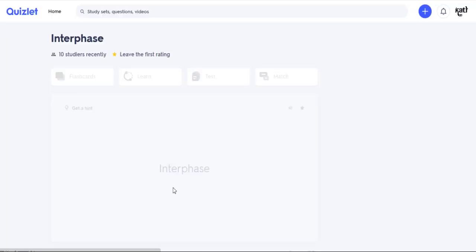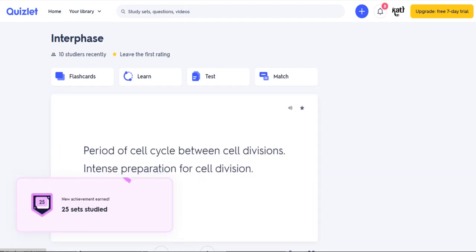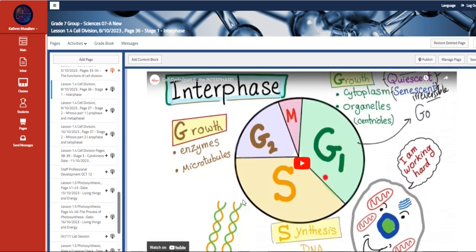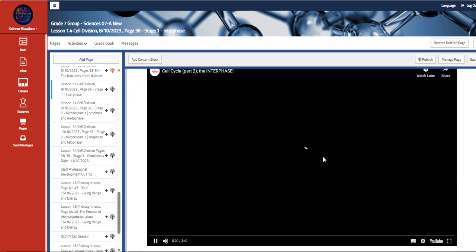Also, we have here flashcards about the concept of interphase. Then we have a more detailed video about the process and stage 1.